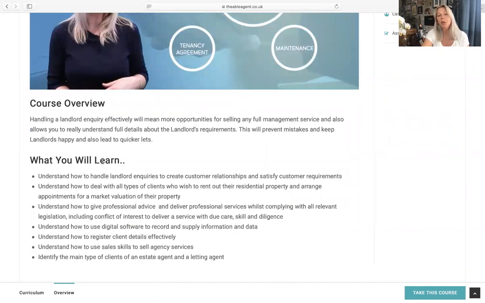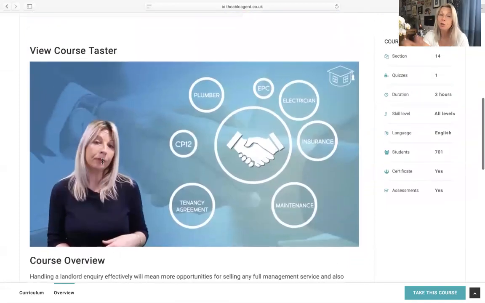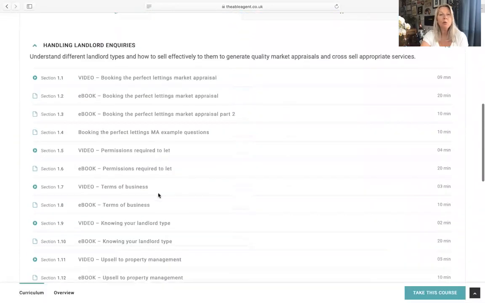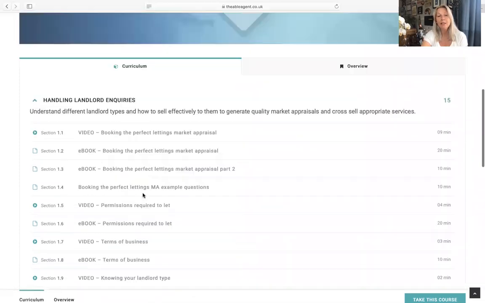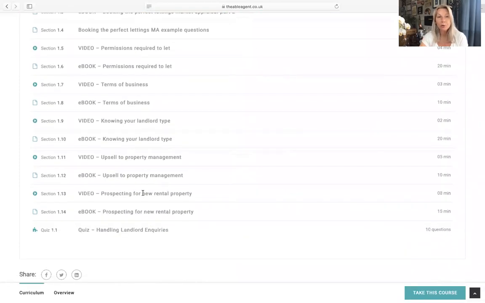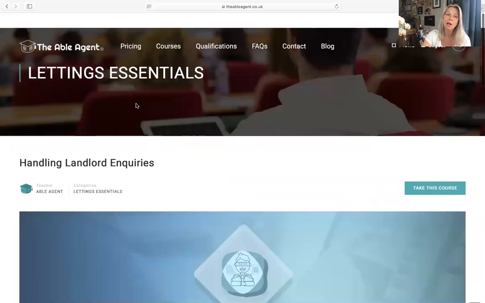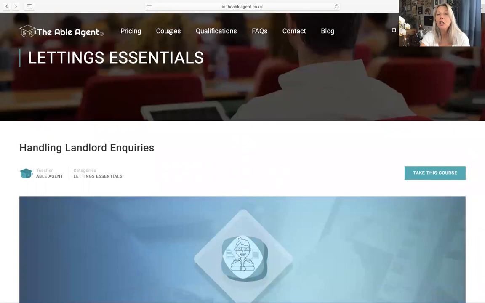And then the what you will learn element actually directly links to our Level 3 qualification. So it gives you an understanding of the learning outcomes that you will be covering in the qualification if you choose to take it. We also have a curriculum on each course, which gives you an idea of all the different lessons that you can study in the course. So you'll see in the course there's a mixture of video and a mixture of ebook as well. It just depends on your learning style as to which is the most appropriate for you.